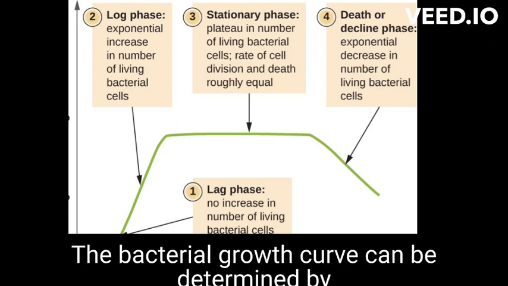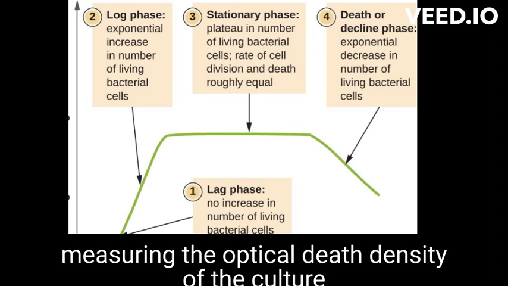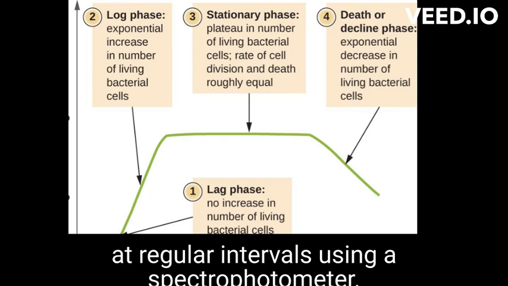The bacterial growth curve can be determined by measuring the optical density of the culture at regular intervals using a spectrophotometer.